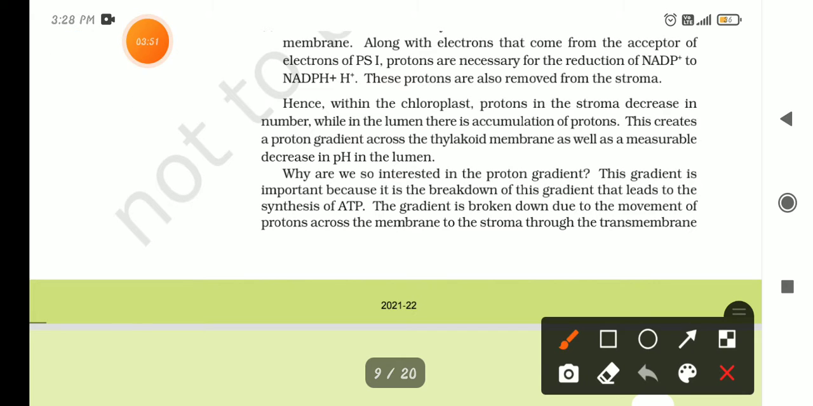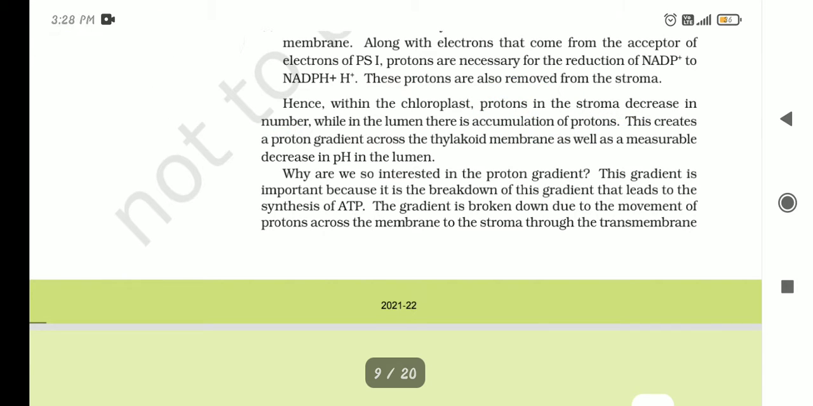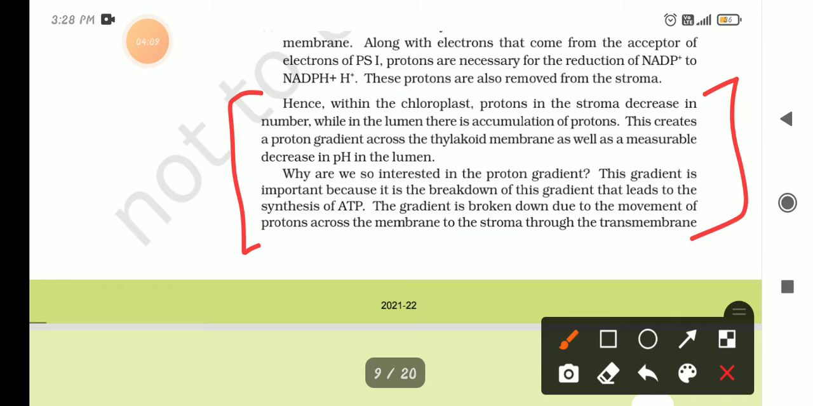So within the chloroplast, the protons in the stroma decrease in number, while in the lumen there is accumulation of protons. This is written only here. You don't need to even read all of this. This is telling what actually happened. Within the chloroplast there were fewer protons in the stroma, and inside the lumen there was accumulation of protons. Inside the membrane, which is the lumen, it is accumulated, and outside it is negligible.